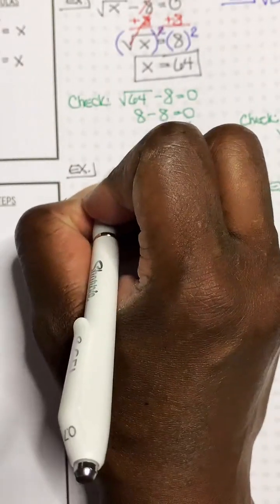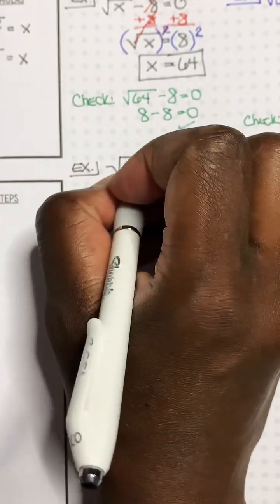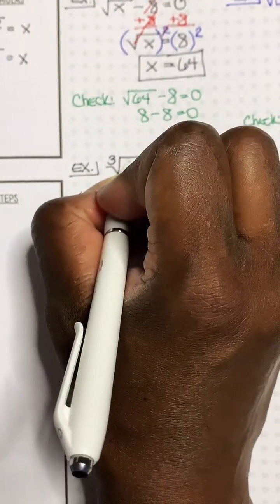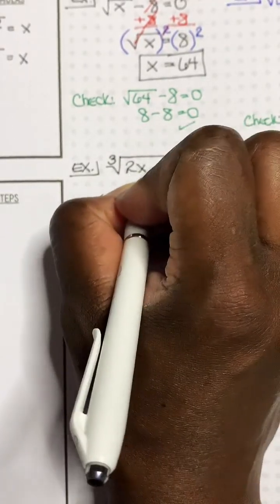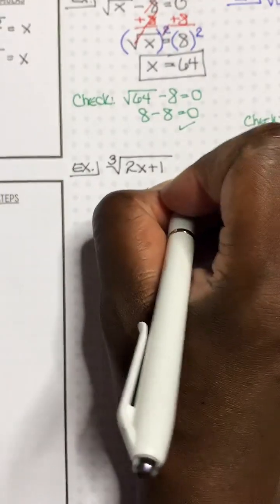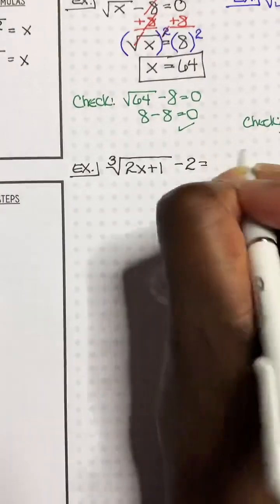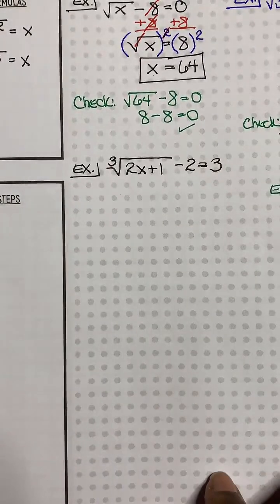All right, so now, like I told you, there are different types of radicals. So now I'm looking at a cube root. So, cube root of 2x plus 1, minus 2 equals 3. You're probably like, oh, good God, Audrey. I'm like, no, it's okay.